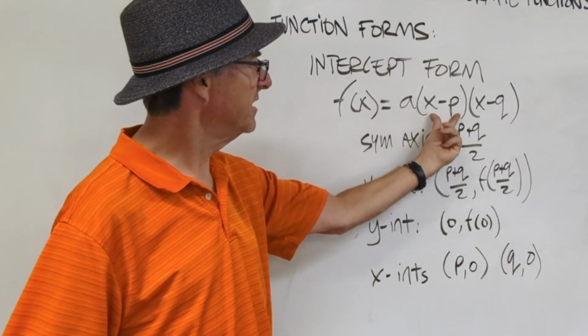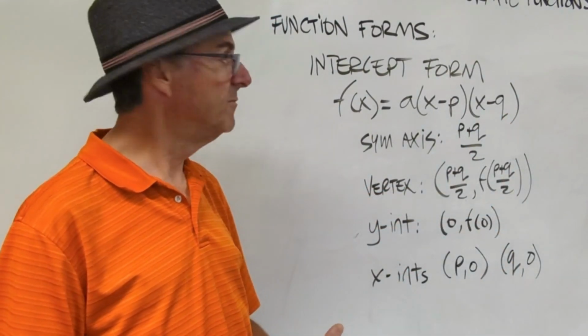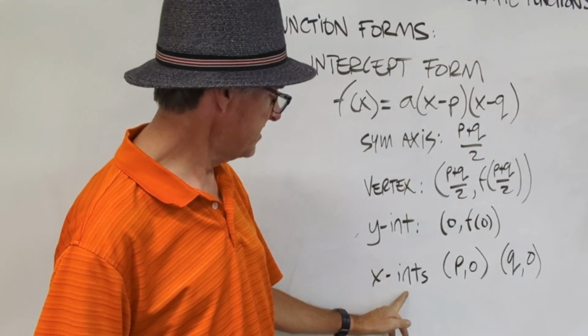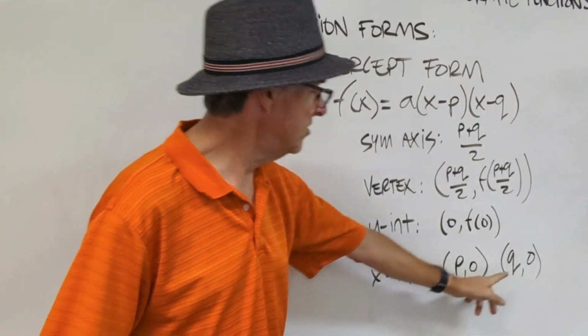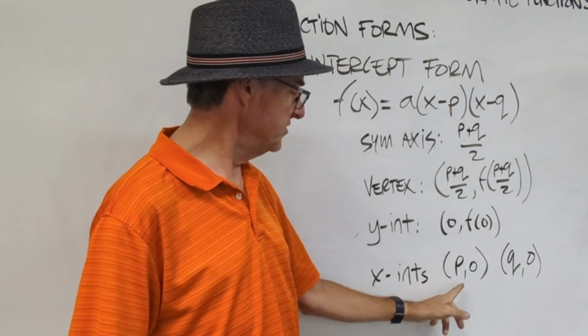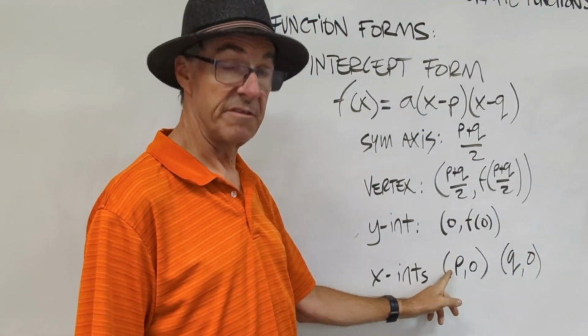There you have it. Our last form, intercept form, looks like this: A times (x minus p) times (x minus q). It's called intercept form because we get our intercepts for free. It's just right down here at (p, 0) and (q, 0). And notice how the signs of the p and q change. So if that's a plus p, this would be a minus p there.